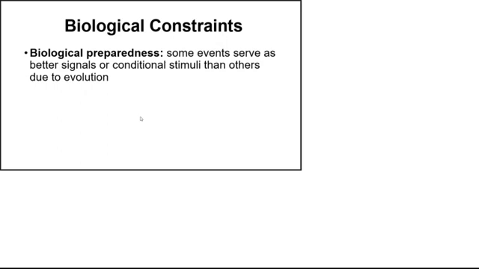And one of the fun examples of this, where biological preparedness actually causes problems, was trying to operant condition raccoons to put money in a piggy bank for a commercial. Someone was trying to film a car commercial. They wanted a raccoon to take a coin and put it in a piggy bank.